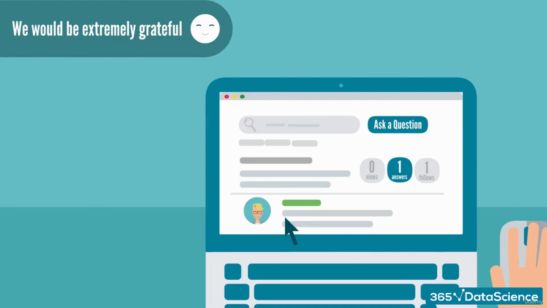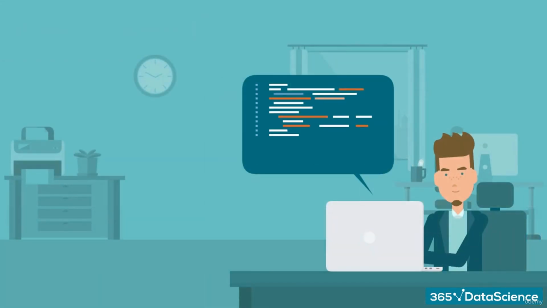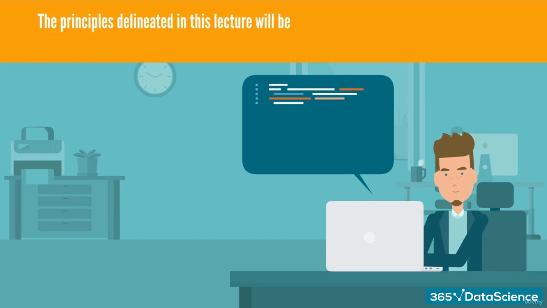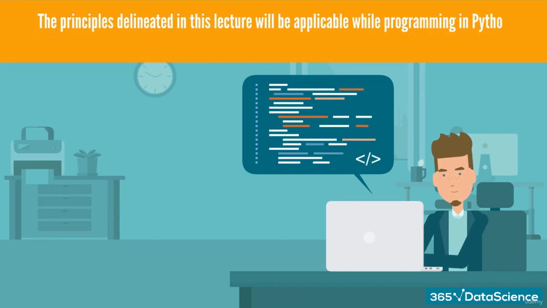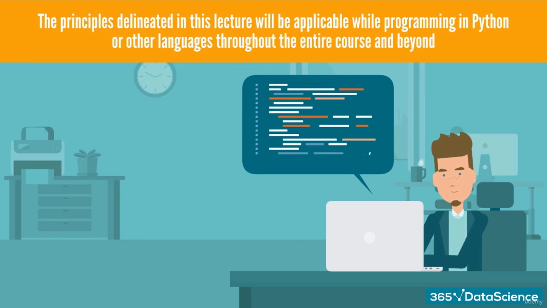To conclude, you don't need to just try and execute random code at this stage, but the principles delineated in this lecture will be applicable while programming in Python or other languages throughout the entire course and beyond. This will do for now.